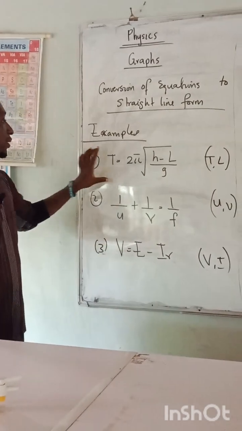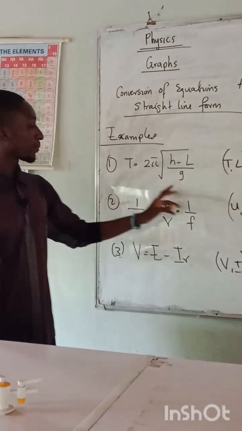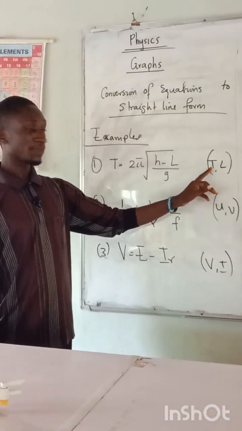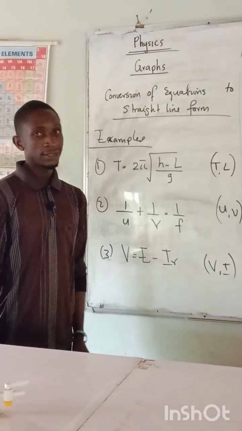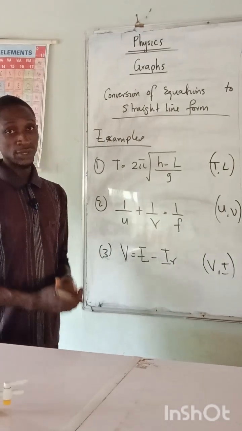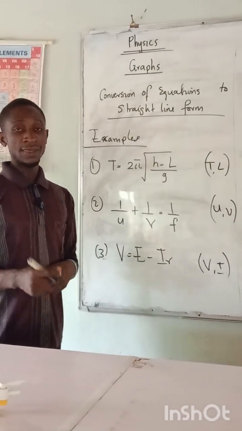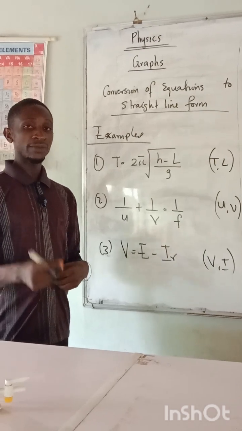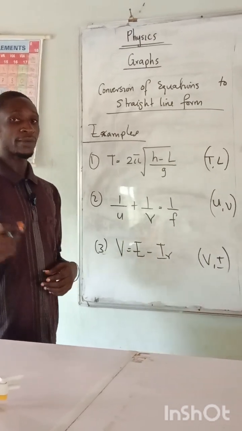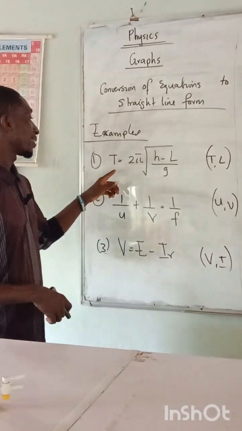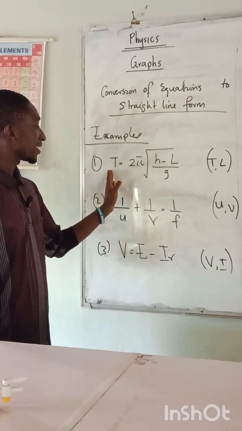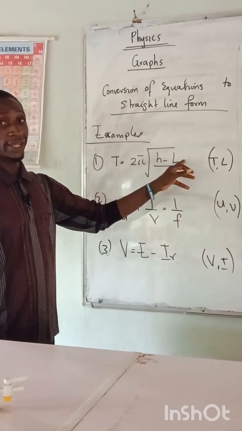So assuming you are given an equation like this, and you are asked to plot T, which is period, against L, you need to make this a straight line equation such that you would have your y components, your m components, your x components, and you also have your c component. Now, to plot T against L, you can see where L is.